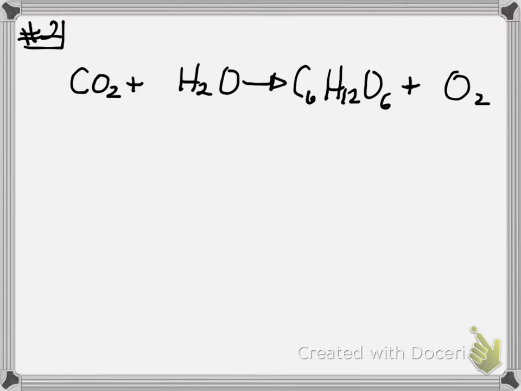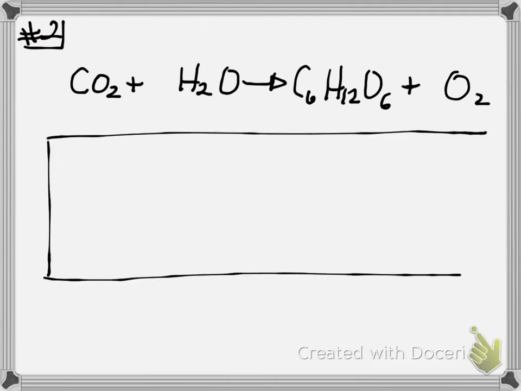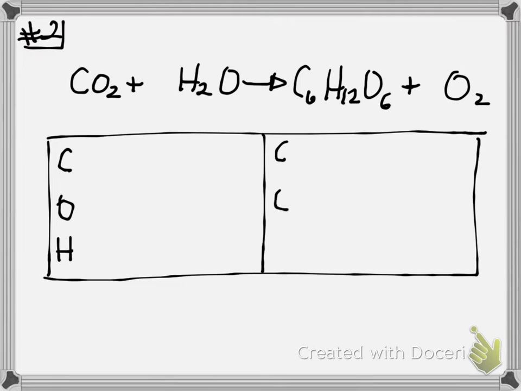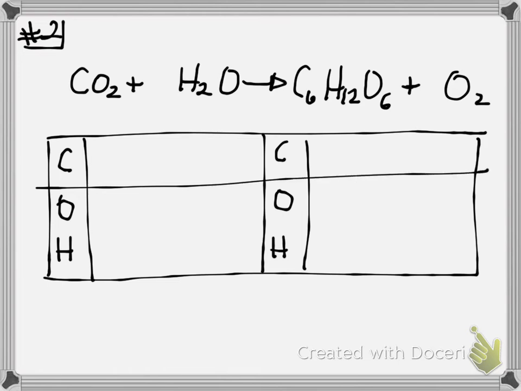So here we have a tougher question, but we're going to still go through the same procedure. We are going to make our chart. We've got our line at the arrow, and we're going to start counting the different elements we have. We've got a carbon, an oxygen, and a hydrogen on both sides. And here we go, we're pretty much setting up our chart. And now we have to start counting how many we have on either side.